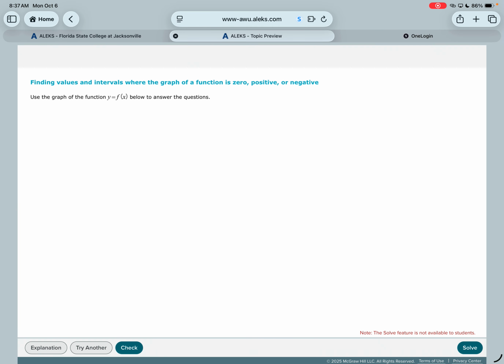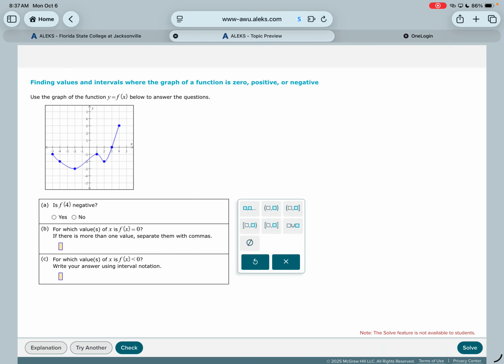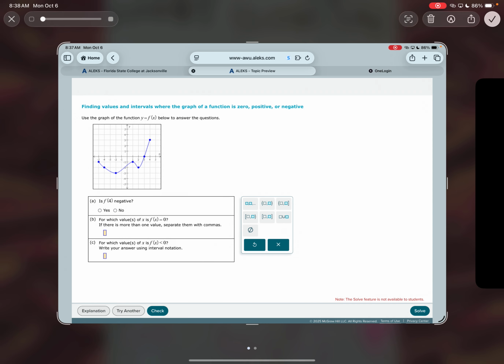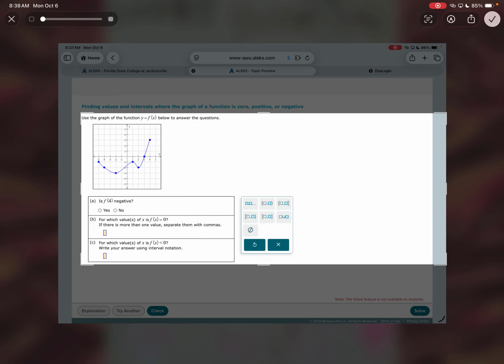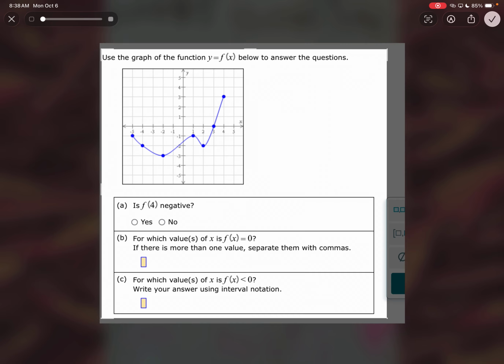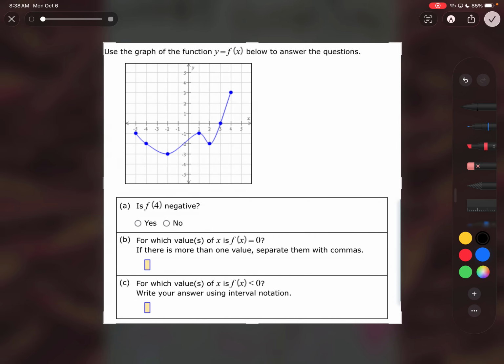Oh, what's this one? Oh yeah, this one's not bad. So this one is just recognizing when the graph is positive, when the graph is negative, when it crosses an axis. So the first thing is just like the first problem we did. When you have f of 4, that's saying x is 4, what is y? So you go to x equals 4, which is right here, and my y is 3, okay? And it's saying, is that positive or negative?